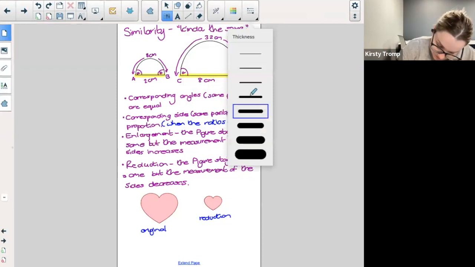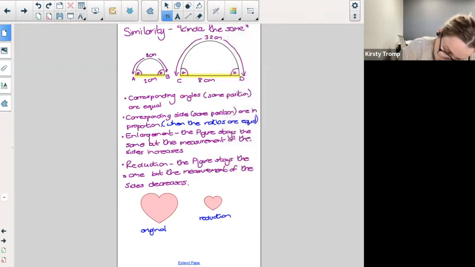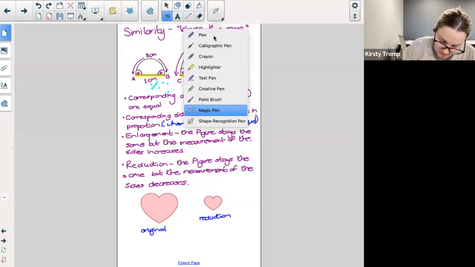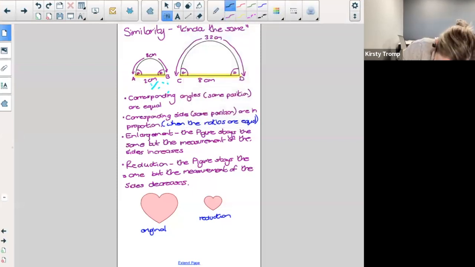So to get from 2 to 8, I must multiply by 4. Whoopsie, our pen's not very happy with us tonight. Let's let it zoom out. Oh, my pen is really not working with us. Let's try a different pen. So 2 centimeters times 4 gives us 8 centimeters.